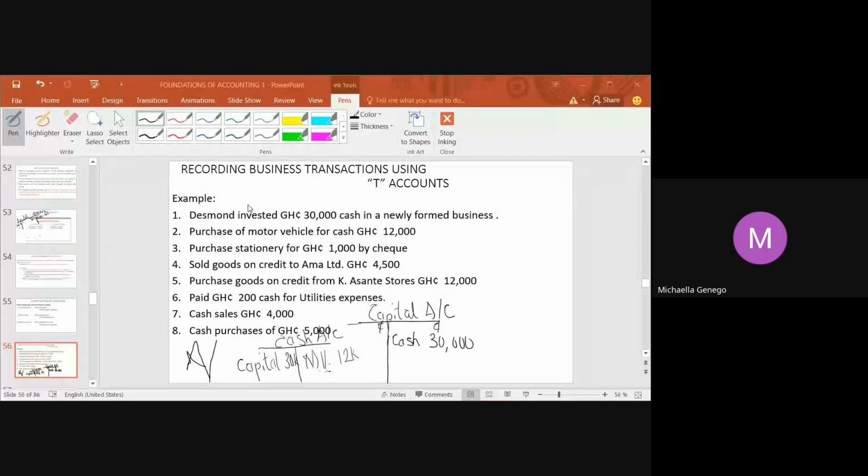Okay, then the next transaction, what happens? That one is a utility expense. So utility and what? Cash. So we have an expense account and the asset account. Come again.